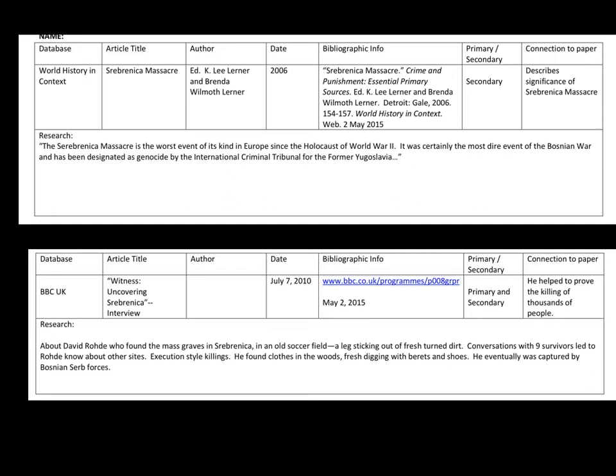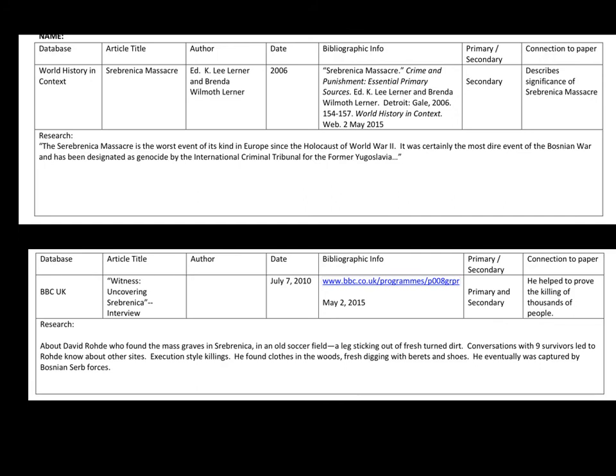So here are 2 examples that I did using this format of the research log. So note at the one at the top, I used World History in Context. That was the database. I wrote the article title, the author, the date, and then the bibliographic information actually was at the bottom of the article, so it made it really easy, I just wrote it down. And so when I would go and later make my bibliography, it would be really easy to do using that bibliographic information. This particular source is a secondary source, and it describes the significance of a massacre that happened during the 1990s Bosnian War. And notice how strong this quotation is. It's why I wrote it down.